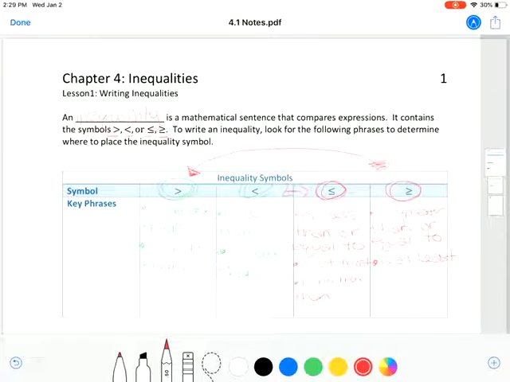And then last but not least is no less than. So if I said my lunch is no less than $5, it could include $5, right? It just can't be anything under $5. It couldn't be $4.99. It has to at least be that $5.